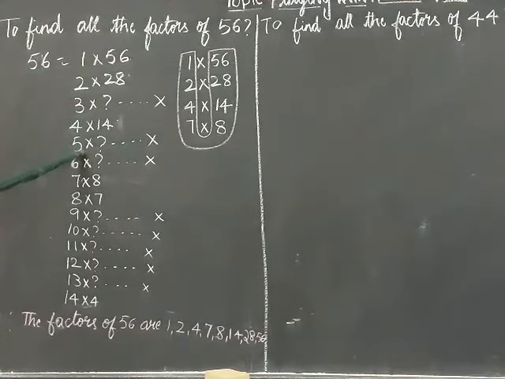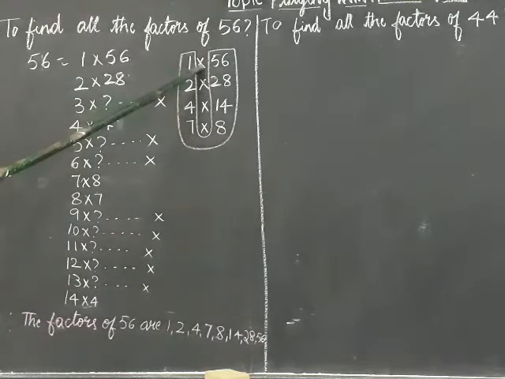The same way 5 is also not a factor of 56. 6 is also not a factor of 56. Next 7 8s are 56. If we divide, we get the remainder as 0. So it is a factor of 56. The same way 8 into 7, we get 56. Continuing, the last pair is 14 into 4. I am just following the logic that I followed in the last sum.